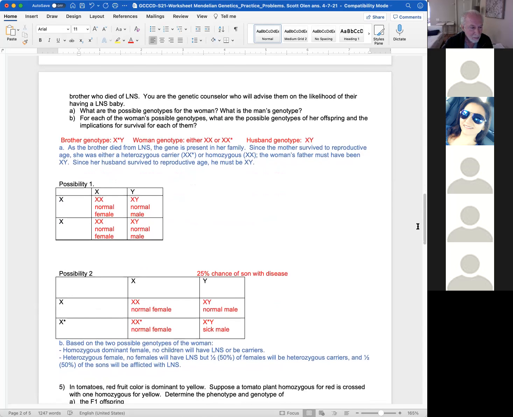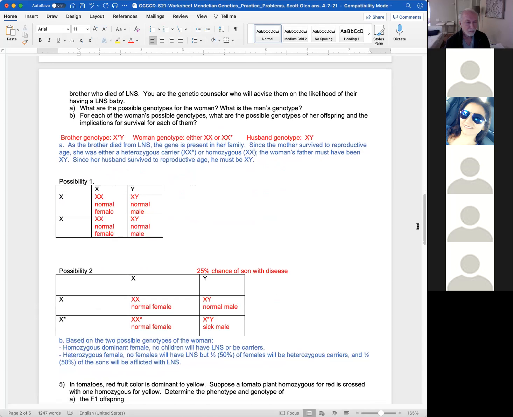The first assumes that the woman is homozygous dominant and unaffected and not a carrier, and the man is also unaffected. So if we do our cross, we find out that we will have normal children because there's no mutant gene involved, and 50-50 for both. Half will be normal females, half will be normal males. Now we look at possibility 2, where we have to include the fact that the woman is a carrier, or she's heterozygous for this condition.